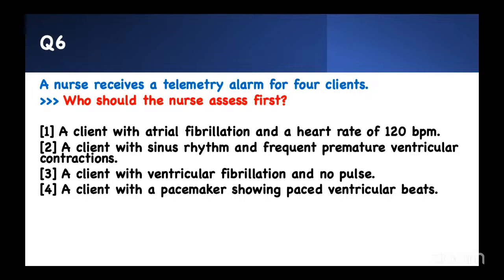VFib, he has no pulse. That patient is dead. Pacemaker showing paced ventricular beats: there's nothing wrong with it. That means the individual has a V-paced pacemaker in place. Who is dying? Number three, he has no pulse. Even if they don't tell you he has no pulse, it's VFib. Ventricular fibrillation means your heart is quivering, it is dying. See that patient.